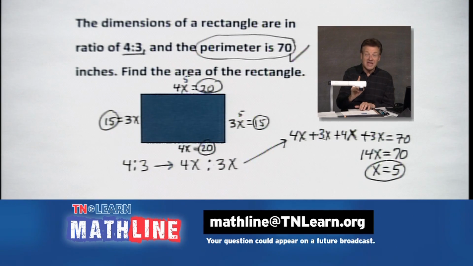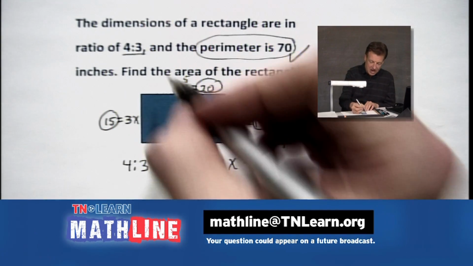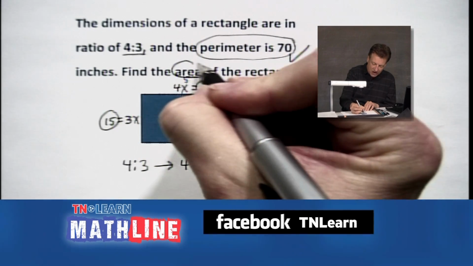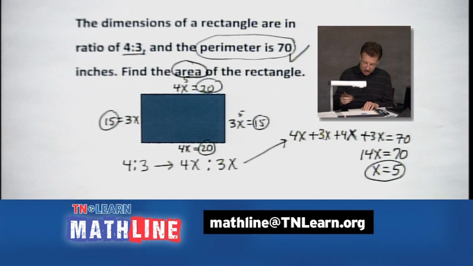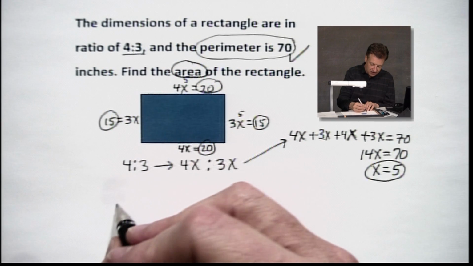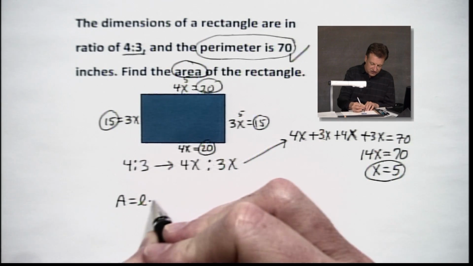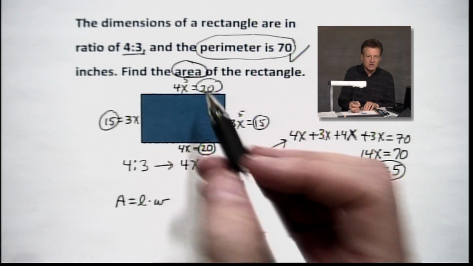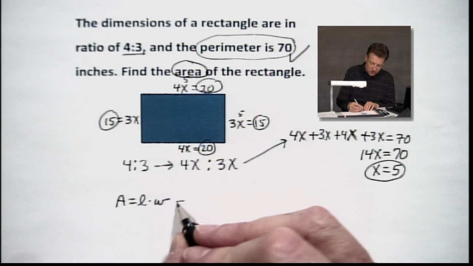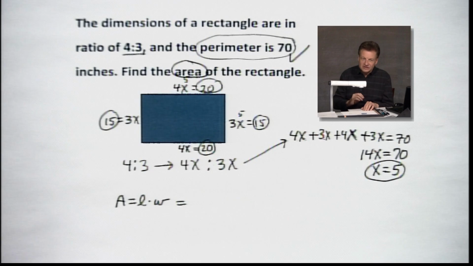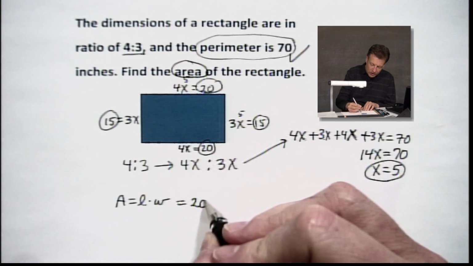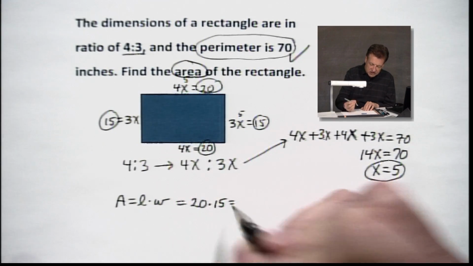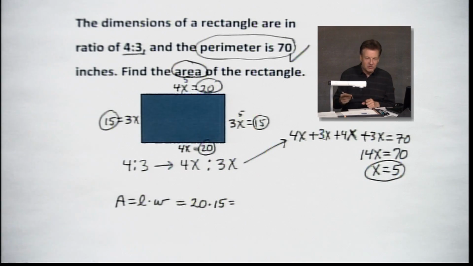However, that's still not the answer to the problem. We've got the dimensions, 20 and 15. What we're looking for now, my friends, is how do we get to the area? Area equals length times width. Do we know the length? We certainly do. According to this picture, it's going to be 20. Do we know the width? I see a 15. So it's going to be 20 times 15.